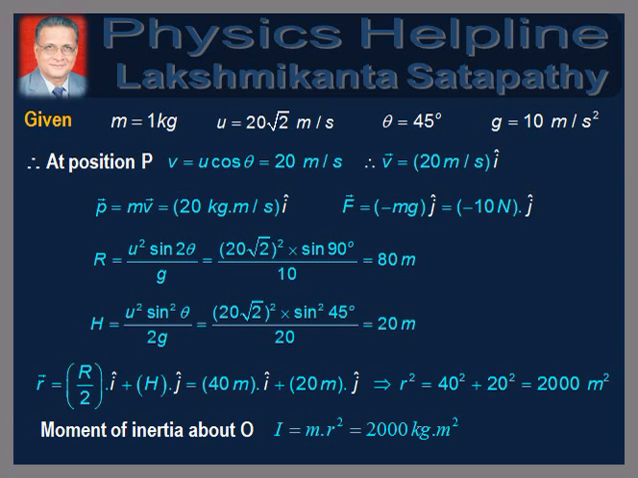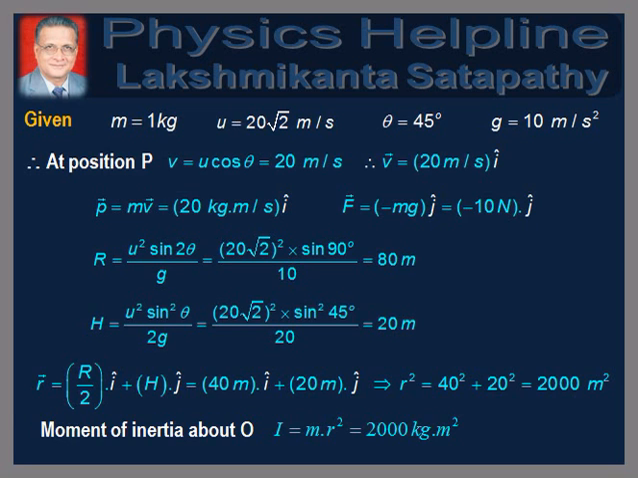Now, moment of inertia of the particle of mass m about O, which is at a distance OP is equal to r from O, is given by I is equal to m r square. Putting the values of m and r square, we get I is equal to 2000 kg meter square.